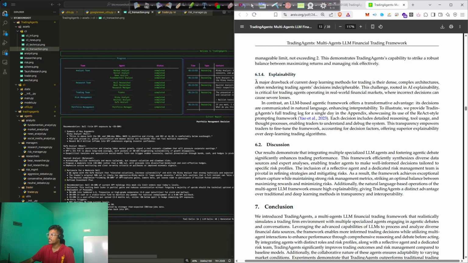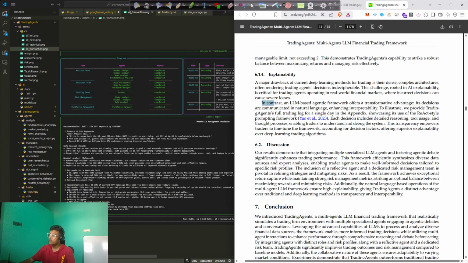6.1.4 Explainability. A major drawback of current deep learning methods for trading is their dense, complex architectures, often rendering trading agents' decisions indecipherable. This challenge, rooted in AI explainability, is critical for trading agents operating in real world financial markets, where incorrect decisions can cause severe losses.